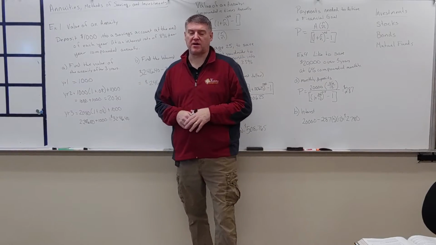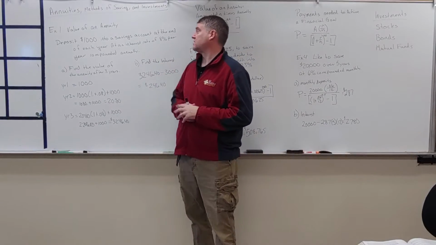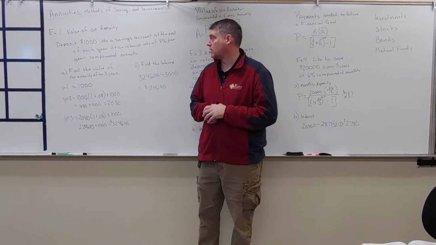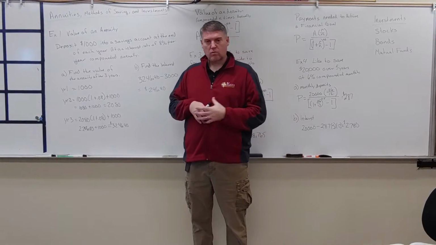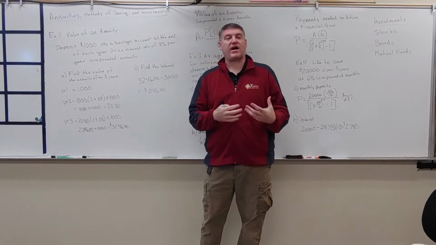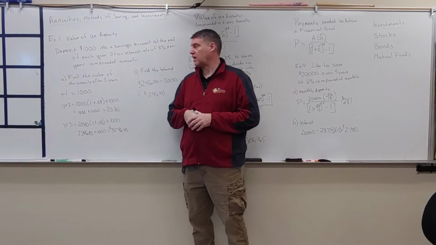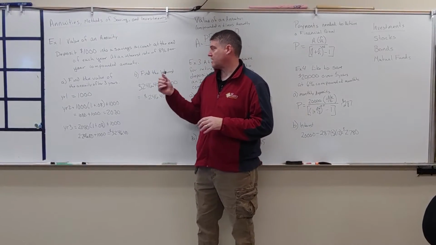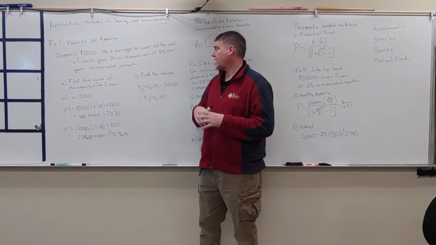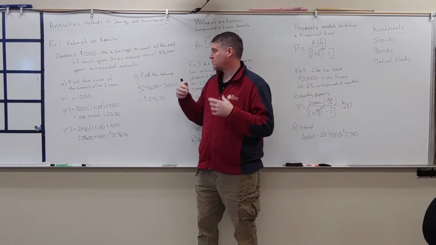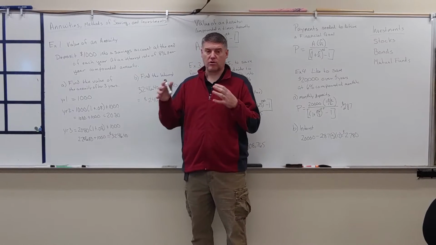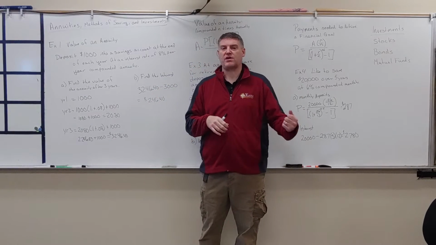All right, we're going to talk about annuities, methods of savings and investments. So what we're going to look at first is the value of an annuity. If you deposit $1,000 into a savings account at the end of each year at an interest rate of 8% per year compounding annually, so you're only getting interest at the end of the year.